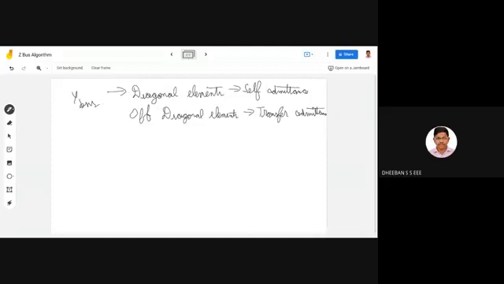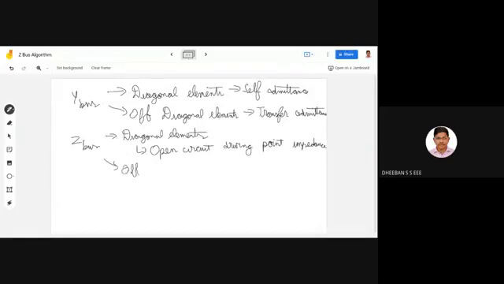Similar to that, your Z bus also has particular specified names. In the Z bus, the diagonal elements are called open circuit driving point impedance, and the off diagonal elements are called open circuit transfer impedance.